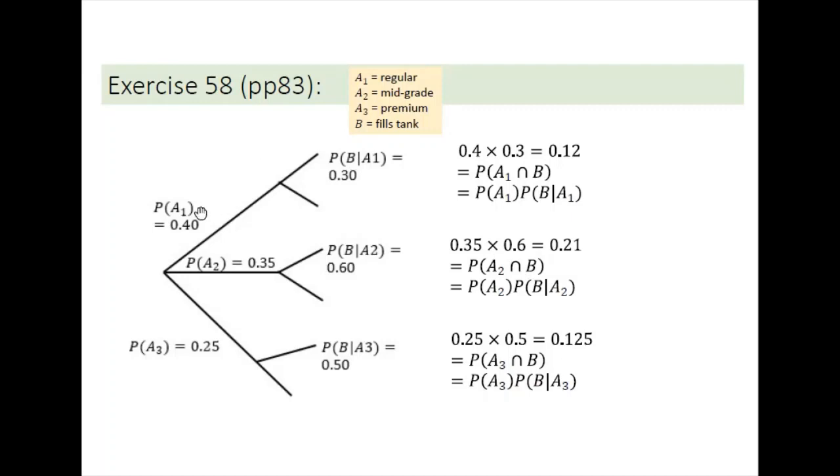Now, by multiplying these probabilities, you can obtain the probability of A1 intersection B by using the multiplication rule. So the probability of A1 and B, it means using regular gas and filling the tank, is the probability of A1 multiplied by the probability of B given A1. So 0.4 times 0.3.